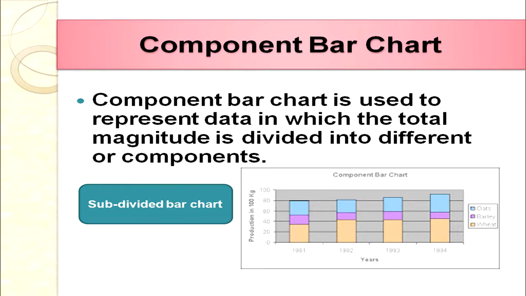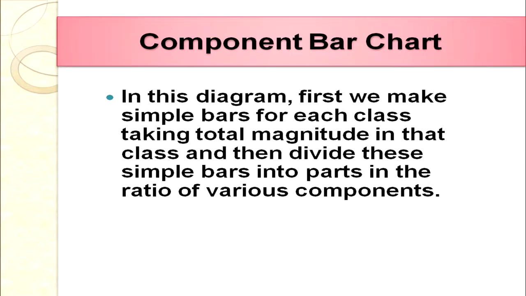So, let us discuss component bar chart once again. Component bar chart is used to represent data in which the total magnitude is divided into different components. Now, let us see in the diagram particularly, you can see three different colors, one is blue, one is purple, other is nearest to orange. We can see these are the three components in the bar, that means three kinds of data are being given to us. So, this is a component bar chart. Next, in this diagram we first make simple bars. Now, the thing is, how should I construct a component bar chart?